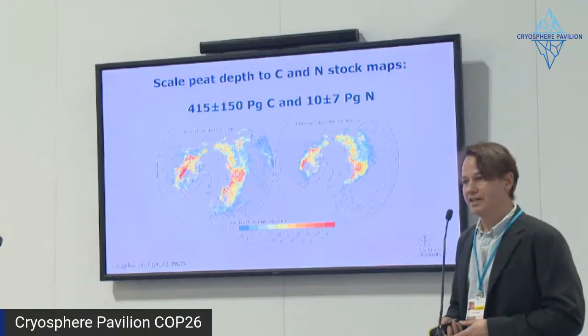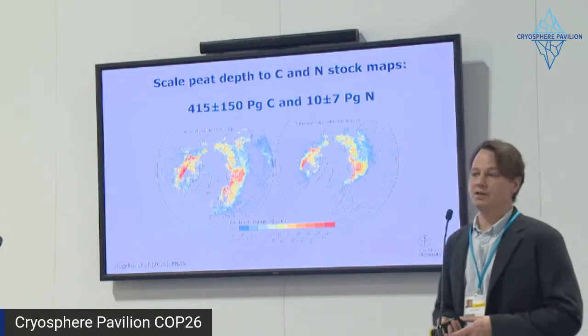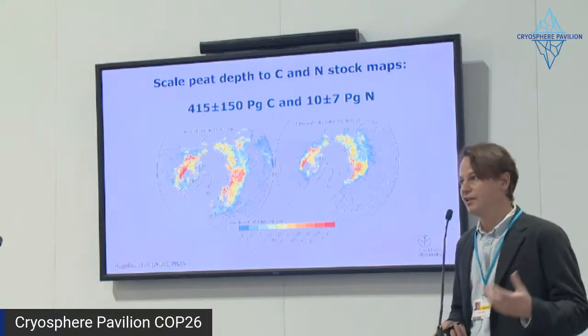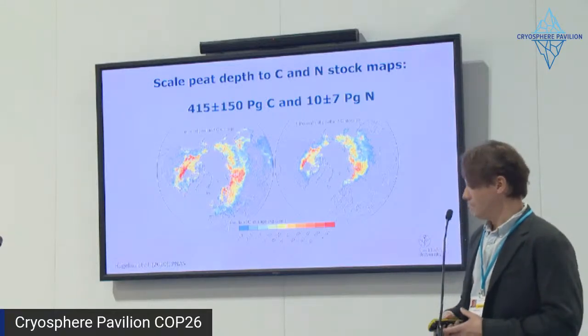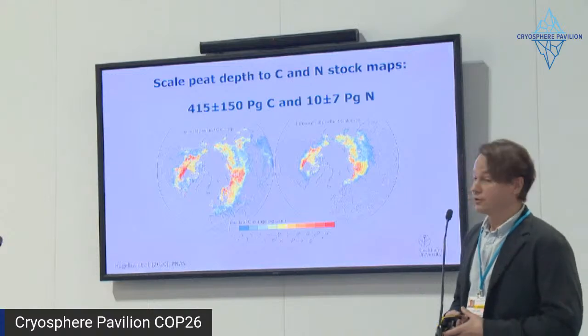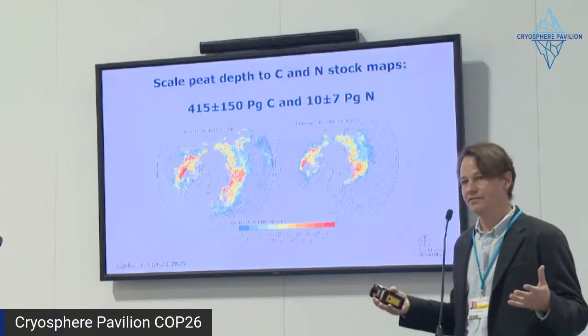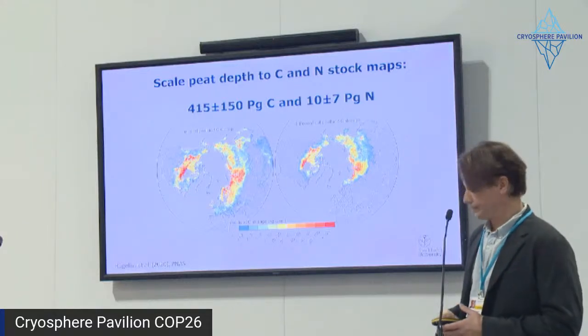We also made maps of nitrogen and find that there's about 10 petagrams of nitrogen. So 1 petagram is the same as a gigaton or 1 billion tons. So 400 petagrams of carbon is roughly half of what's in the atmosphere right now, for context, and slightly less than all of the living vegetation on Earth.